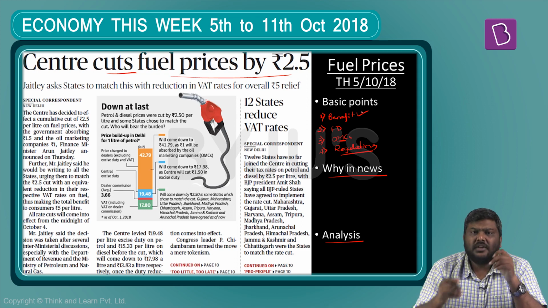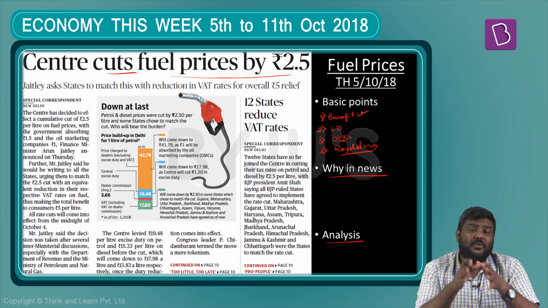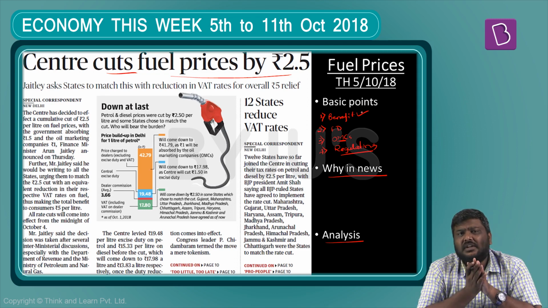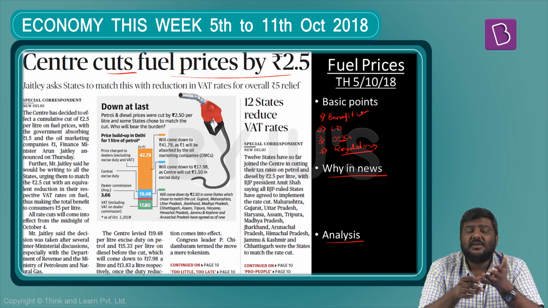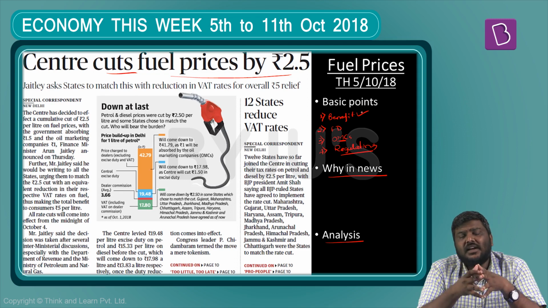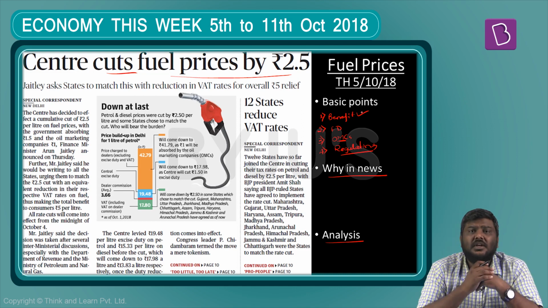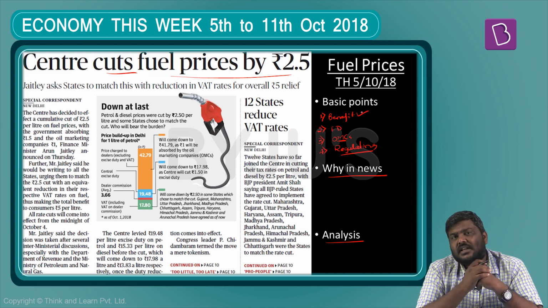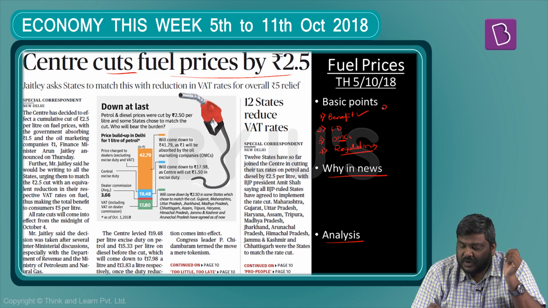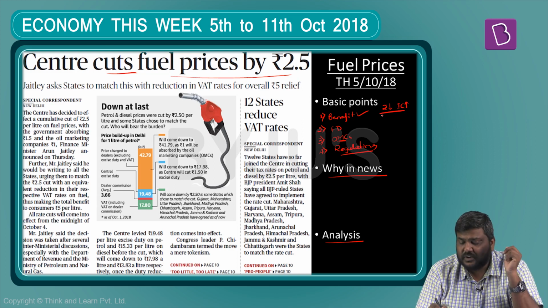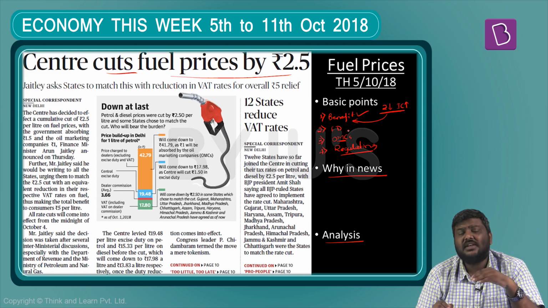The first one, will this cut in the excise duties by 2.5 rupees provide any benefit? On one side, some of the state governments as well as the central government have cut down the excise duty as well as the VAT by 2.5 rupees per litre on petrol as well as diesel. But on the other side, rupee depreciation has continued. The international crude oil prices have kept on increasing. As a result of this, majority of this particular benefit which was provided by the Government of India as well as some of the state governments has been nullified.